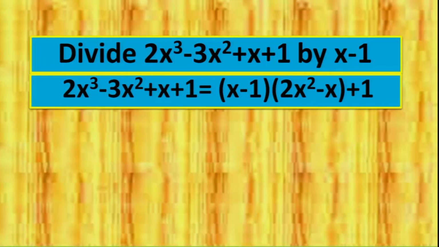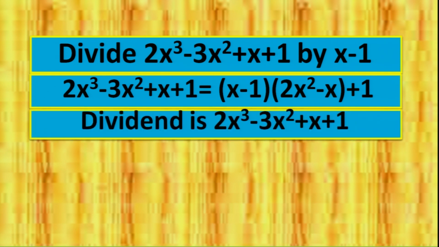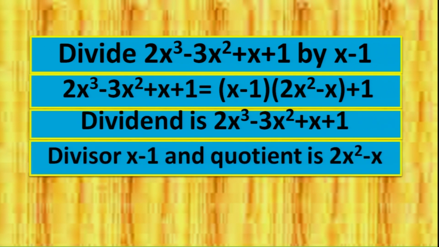So in this case, we can write 2x cube minus 3x square plus x plus 1 is equal to our divisor x minus 1 into quotient 2x square minus x plus remainder 1. So here, as you understand, the dividend 2x cube minus 3x square plus x plus 1 is of degree 3, and the divisor is x minus 1 and the quotient is 2x square minus x.